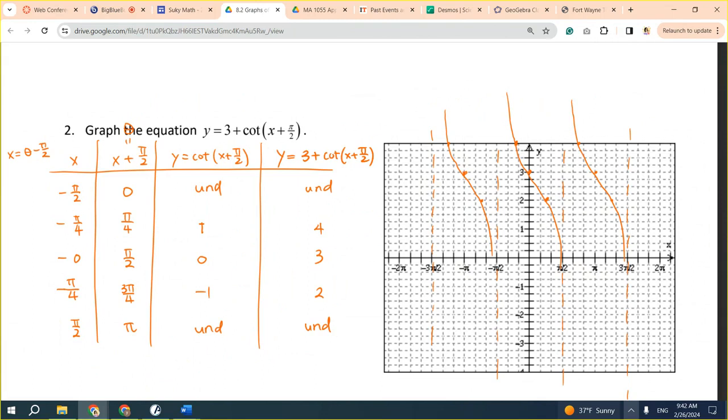Then how do you find the x? That is theta. So theta is x plus pi over 2. You solve for x. This is addition. So to get rid of that, we subtract. Okay? So subtract, then this cancels, we get x is theta minus pi over 2. Yes, everybody? Then we plug in different theta values, and then we get these numbers.